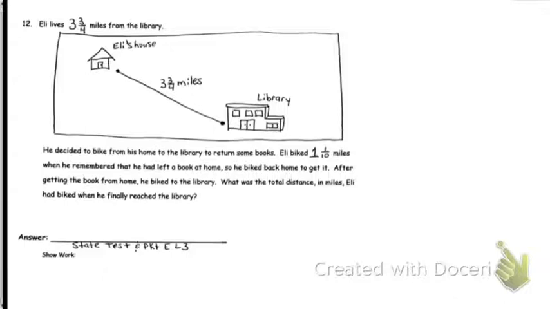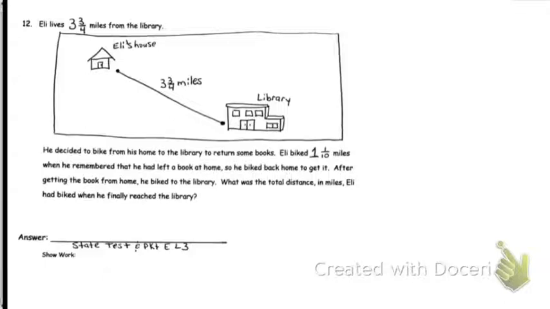So he biked back home to get it. So I'm picturing Eli. He's got maybe a backpack on with books in it, and he rides for a little while and says, oh no, I forgot this book. So he turns his bicycle around and rides back home. Okay, next sentence. After getting the book from home, he biked to the library.